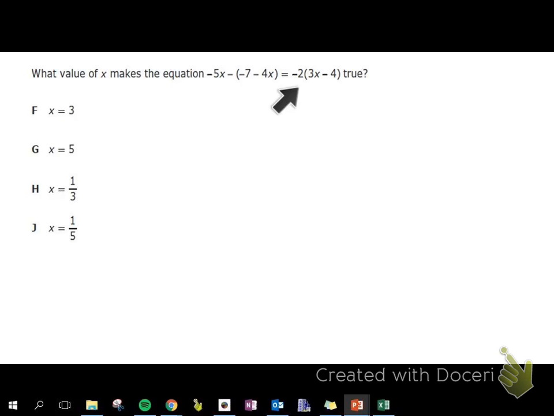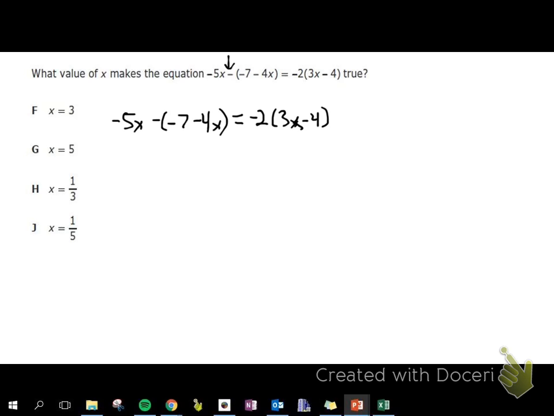Okay, which value of x makes this equation true? So we got some distributive property, we got variables on both sides. I'm just going to tell you the reason I included this problem is because of that negative right there. I think we sometimes struggle to distribute negatives. So I'm going to recopy everything right here. A lot of negatives. We're going to have to really pay attention to detail on this problem.